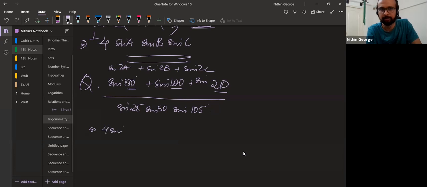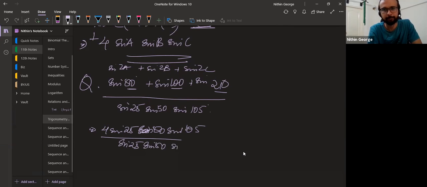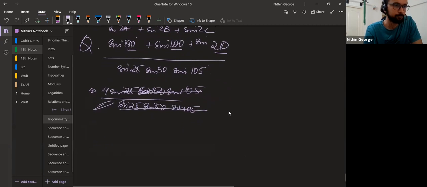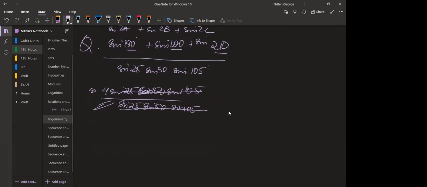4 sin a, which is 50 by 2, sin b, which is 100 by 2, sin c, which is 210 by 2, which is 105, divided by this same thing again in the denominator. And then you just simply cut them off. And that's it. Your answer will be 4. Any doubts here, guys? No, sir.